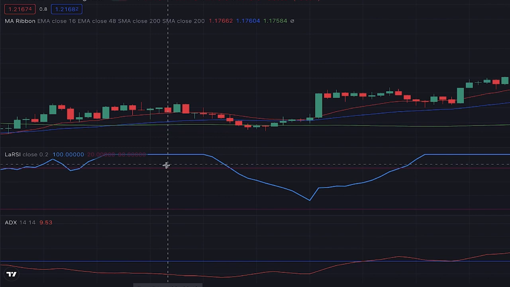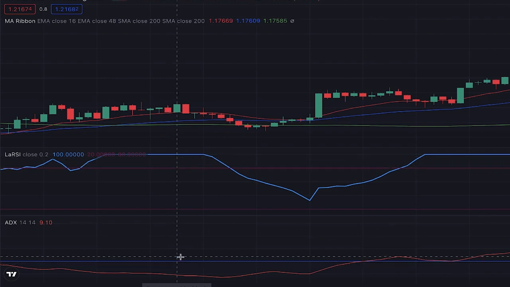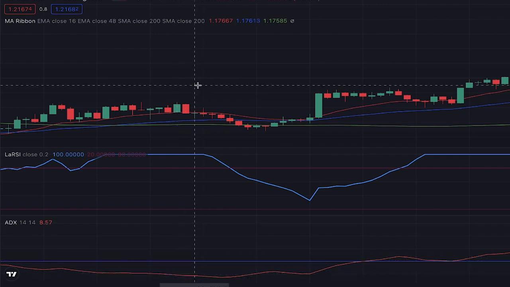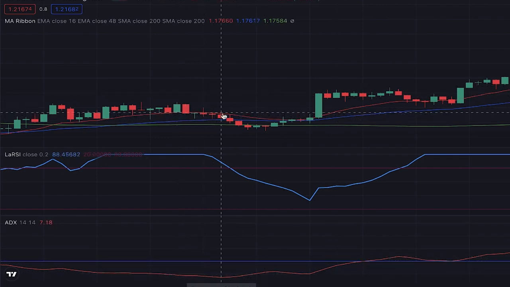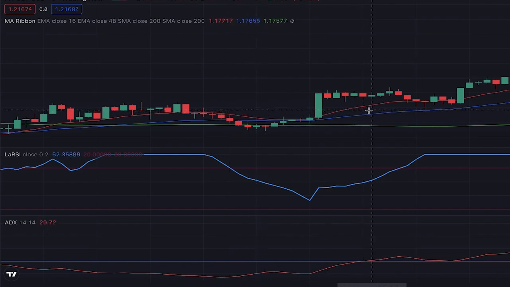The Lager RSI should be above 80 and the ADX should be above 20, showing that the market is not flat. In this case, it's below 20, and you can see that the market is truly flat. You must watch the price action carefully for the time that all the conditions are met.